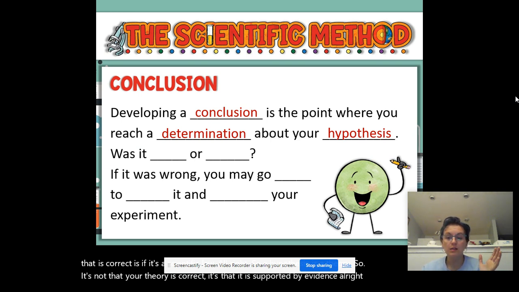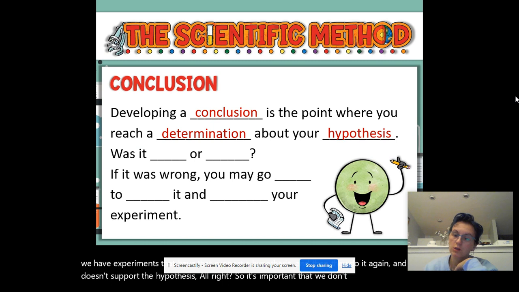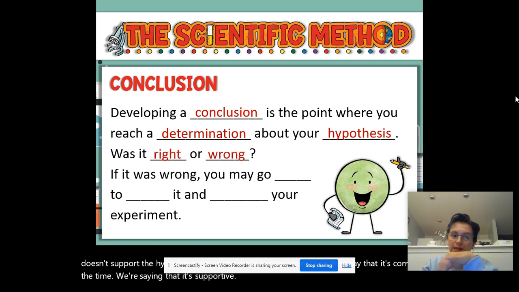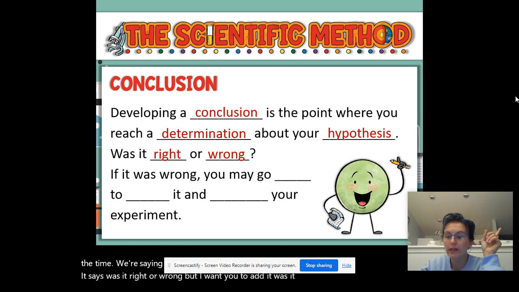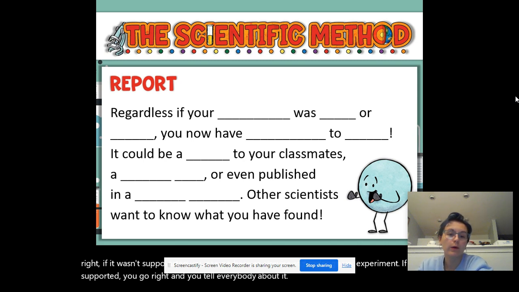All right. And sometimes we have experiments that support a hypothesis, and then they do it again and it doesn't support the hypothesis. All right. So it's important that we don't say that it's correct all the time. We're saying that it's supported. It says, was it right or wrong? But I want you to add, was it supported or not supported? All right. If it wasn't supported, you can go back and revise and redesign your experiment. If it was supported, you go right and you tell everybody about it, which is where we're at.